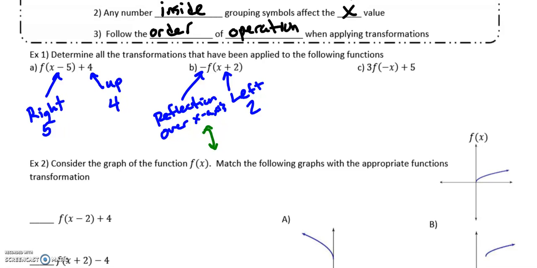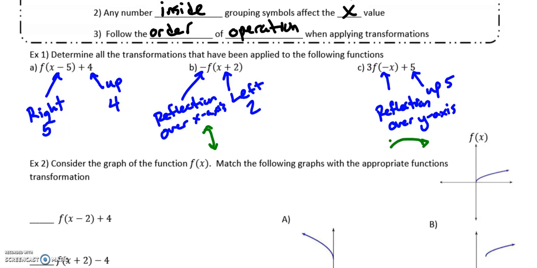And then lastly, part C, that 5 means I'm moving up 5. That negative, again, gives me a reflection. But this time it's a reflection over the y-axis. So in other words, I'm flipping my graph left-right instead of up-down.